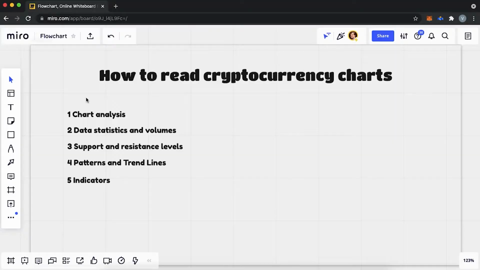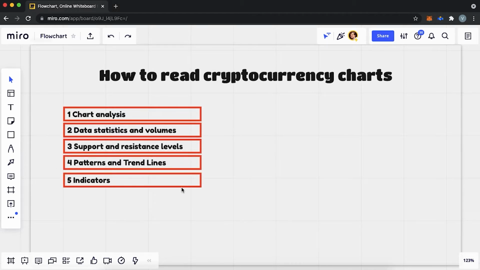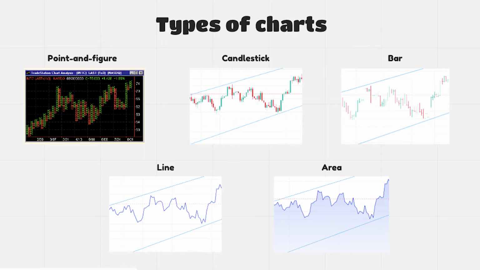Technical analysis has a few methods you can use: chart analysis, data statistics and volumes, support and resistance levels, patterns and trend lines, indicators. There are multiple ways of how a chart can be presented: bars, lines, areas, etc. The most common type, however, is candlesticks.